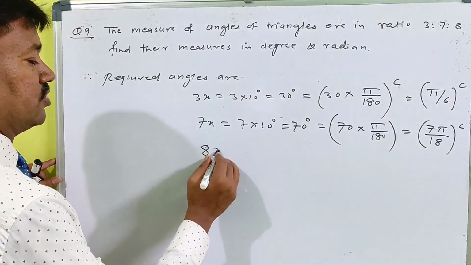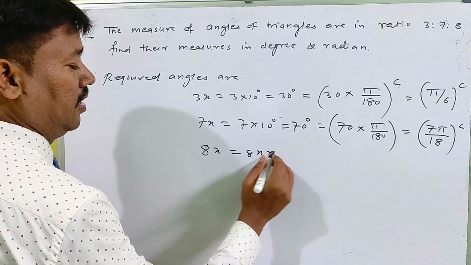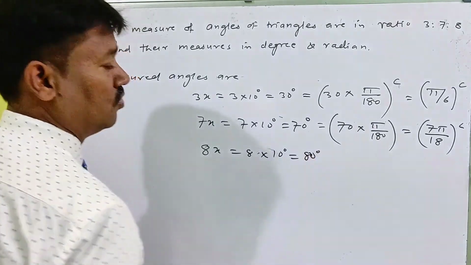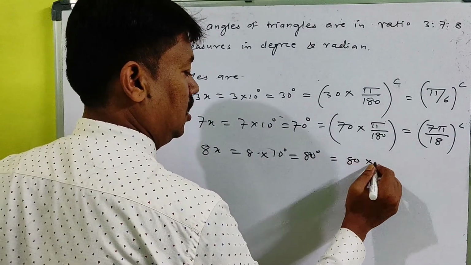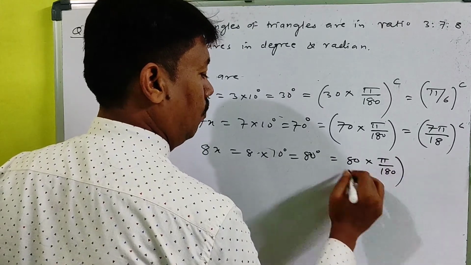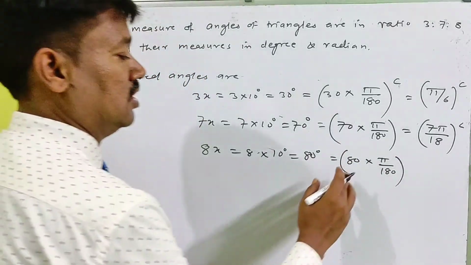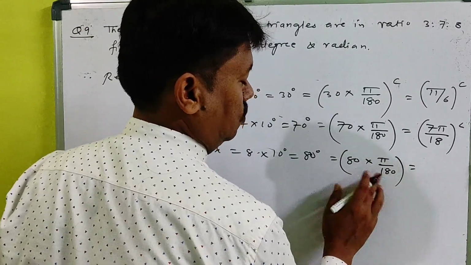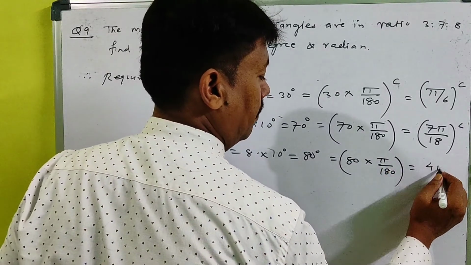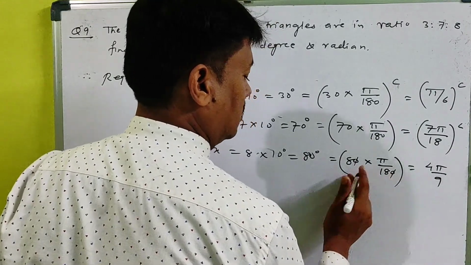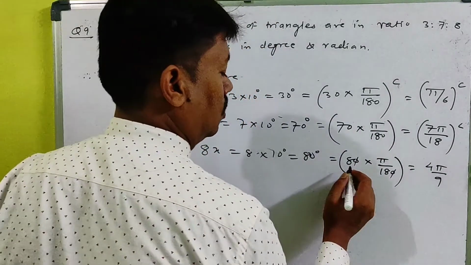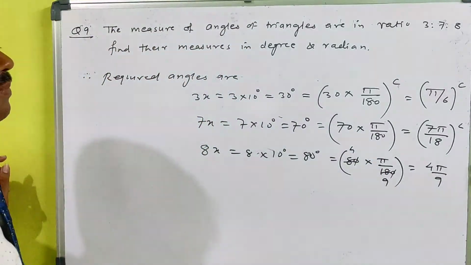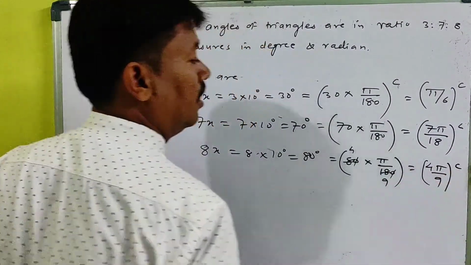Next 8x. So 8x is nothing but 8 into 10. So it is 80 degree. So 80 degree is nothing but 80 into pi upon 180. Now this 1 0 get cancelled. So it is 4 से 2 से डिवाइड करेंगे so 4 pi by 9. 1 0 get cancelled. 2 4s are and 2 9s are, so it is 4 pi by 9 radian. So that is that.